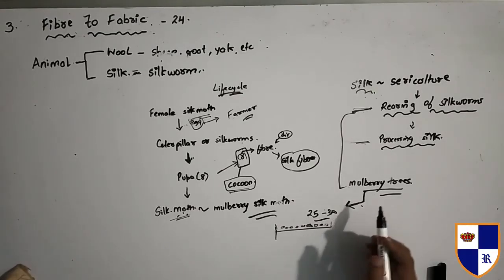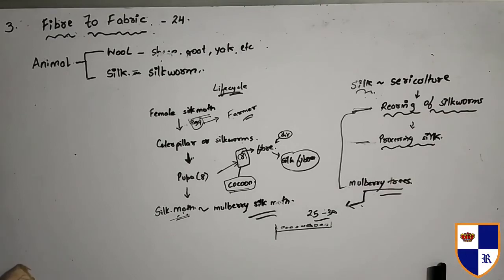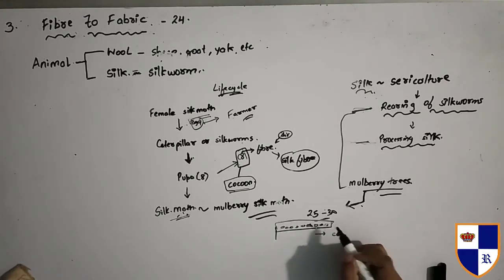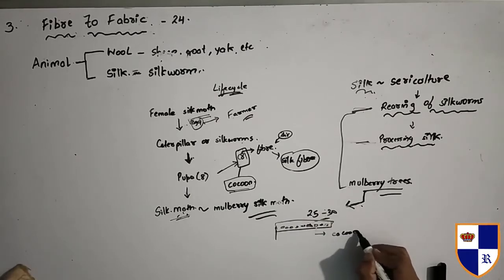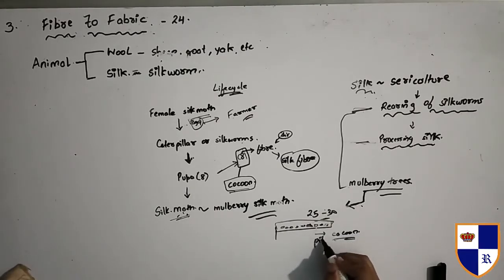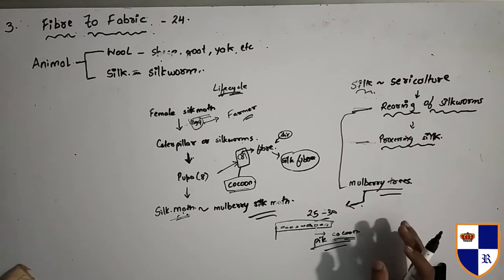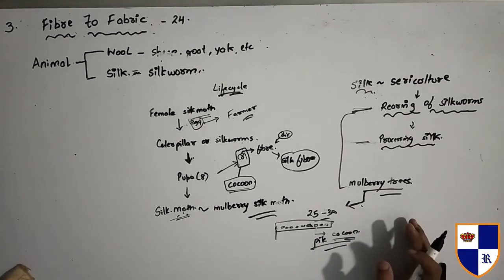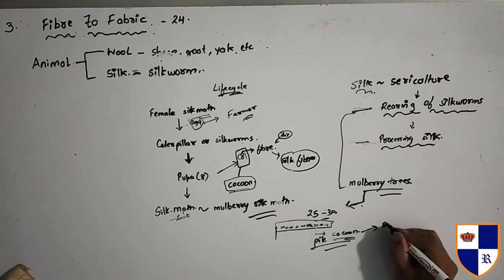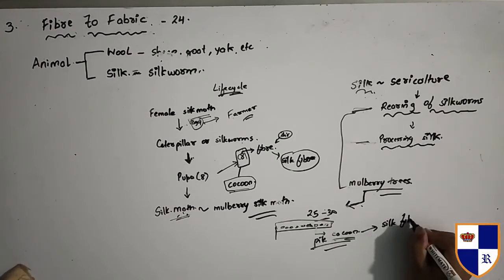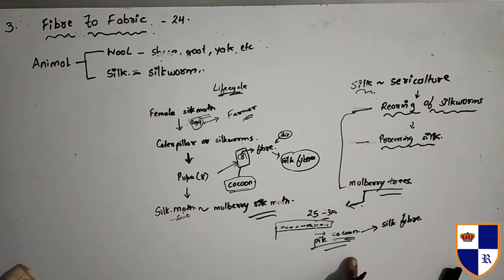So moving on to the last topic, the processing of silk. Okay, so the pile of cocoons are used for obtaining silk fiber. Like I said before, they are used for obtaining silk fibers.